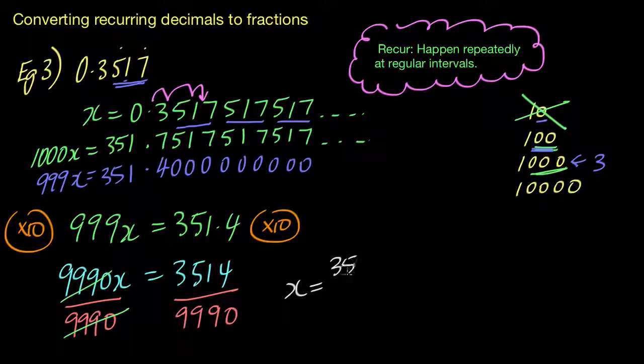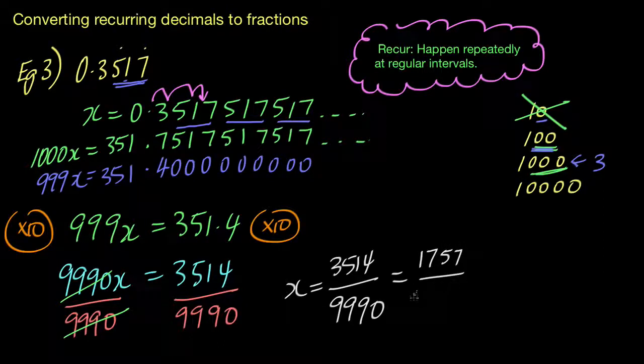3514 over 9,990. And if you place that into a calculator, it'll probably simplify it for you if you push equals. Otherwise, you can see that we've got these even numbers on the top and the bottom, so you know that 2 will come out of this. We can divide the whole thing by 2, and you'll see that our fraction simplifies down to 1757 over 4995.